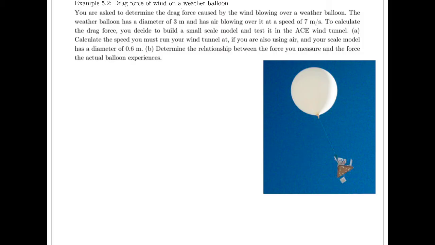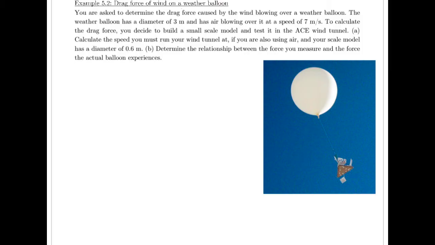Okay, so our weather balloon example says you're asked to determine the drag force caused by the wind blowing over a weather balloon. The weather balloon has a diameter of 3 meters and has air blowing over it at a speed of 7 meters per second. To calculate the drag force, you decide to build a small scale model and test it in the ACE wind tunnel. So first, calculate the speed you must run your wind tunnel at if you are also using air and your scale model has a diameter of 0.6 meters. And then B, determine the relationship between the force you measure and the force the actual balloon experiences.